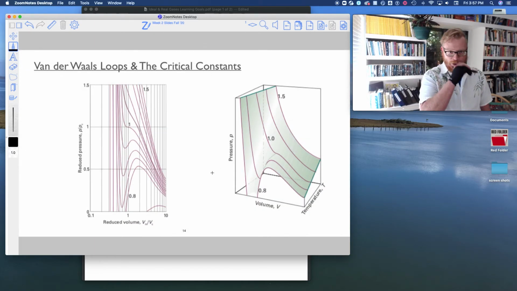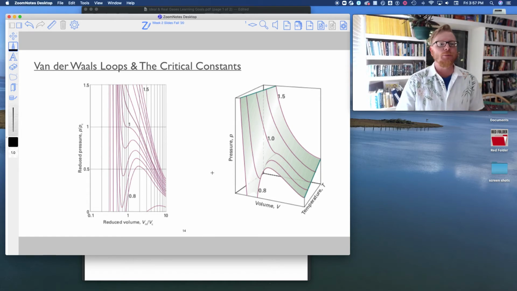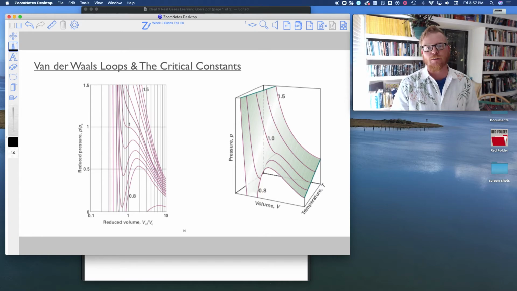So what do I have next here? Here is a more expanded view of the van der Waals loops and the critical constants. If I look at that whole three-dimensional surface, like I showed you at the beginning of the lecture slides, here you can see those loops start looking kind of crazy. So this is not physical. Now what's going on here with this reduced pressure space?